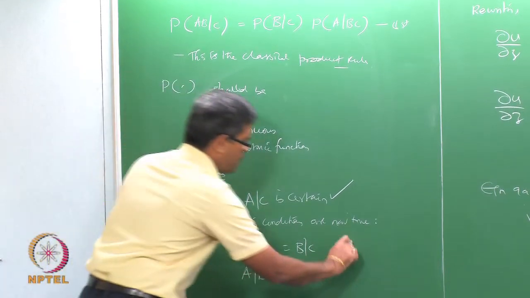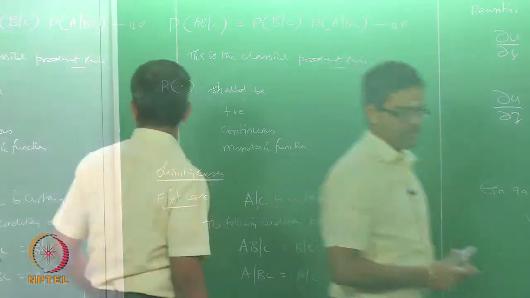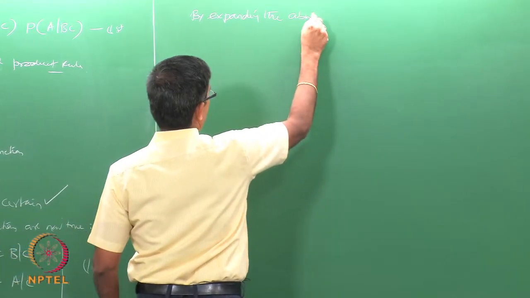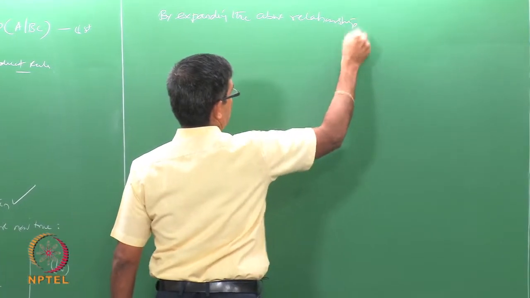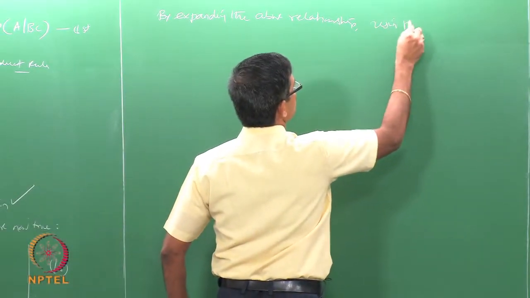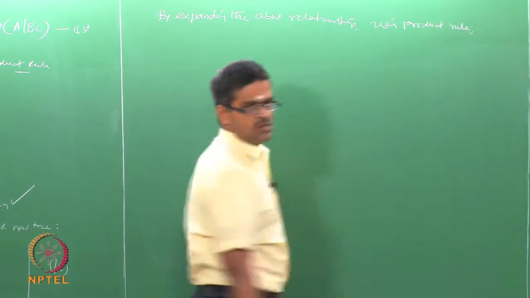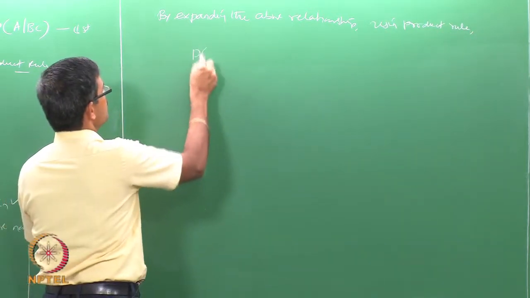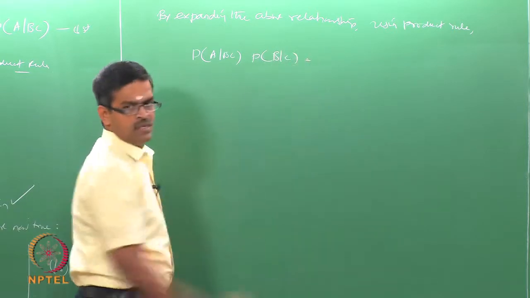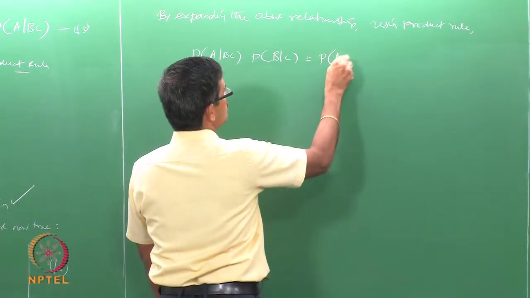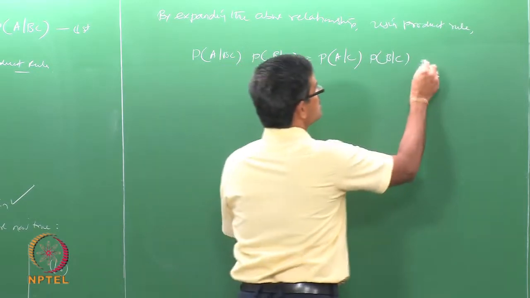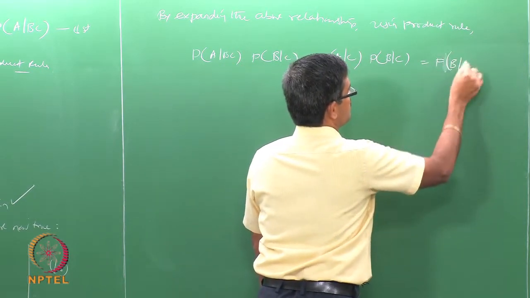Now, by expanding the above relationship, we will use the product rule, which we just now derived. We can get probability of A given B C, probability of B given C is the same as probability of A given C, which is probability of B given C, which is the same as probability of B given C.